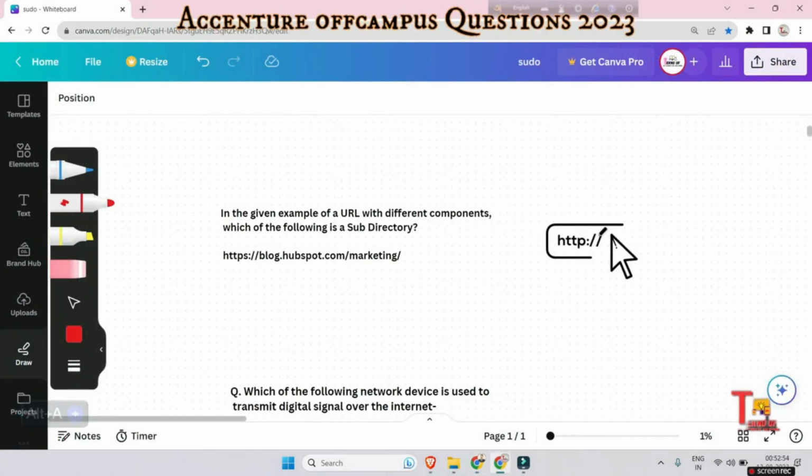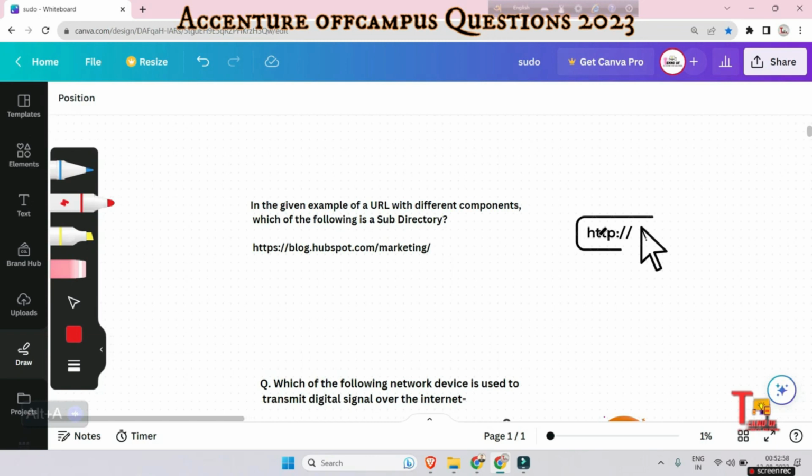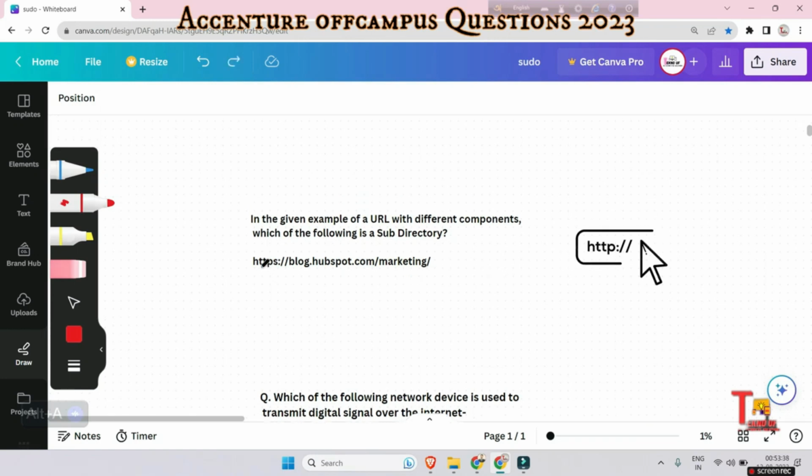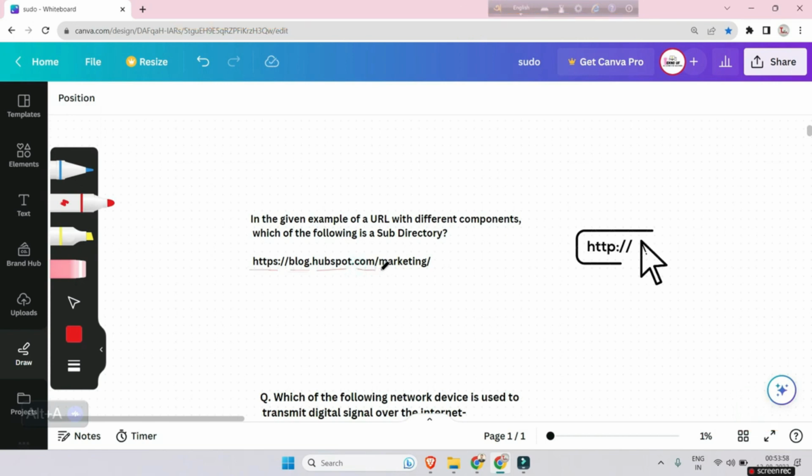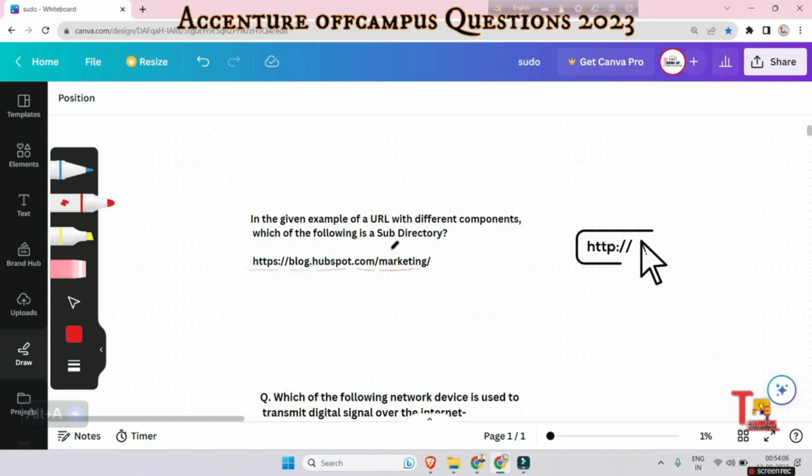So the first question is, in the given example of a URL with different components, which of the following is a subdirectory? Before telling you the answer, let me clarify that HTTPS is the scheme, right? And blog.hubspot.com: here blog is the subdomain and HubSpot is the main domain, right? And .com is the top level domain, right? And what comes after the slash is actually the subdirectory, right? So the answer will be subdirectory.